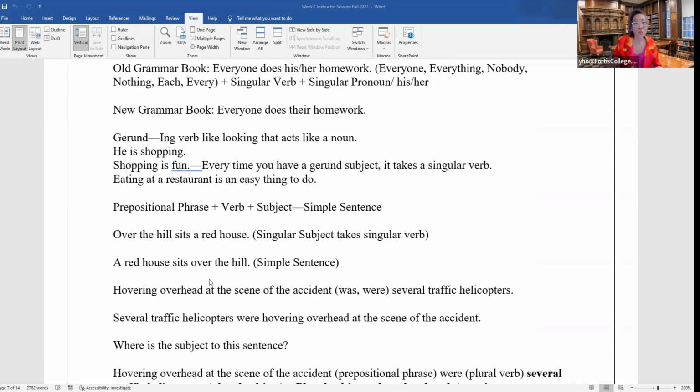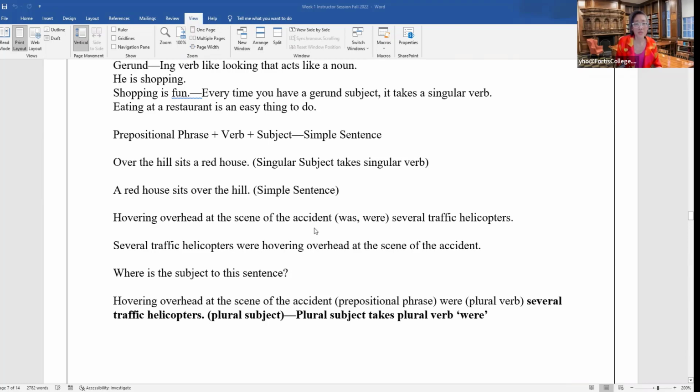And you have to know that British people like to say, over the hill sits a red house. Americans pretty much like to say, a red house sits over the hill. Okay, so it's got to do with British and American English, but it still exists in English. So you still have to know that when you have a prepositional phrase at the beginning of a sentence, then the subject is at the end of the sentence, and your verb still has to agree with that subject. So here you have a singular subject, a red house, and then a singular verb. So that's what you have to remember.